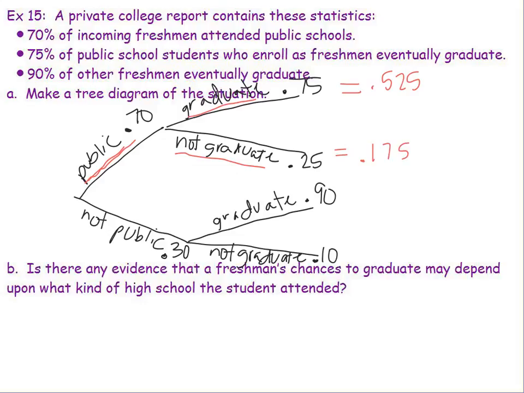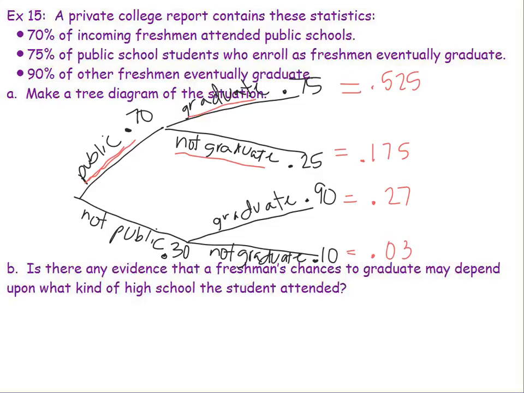I'm going to take then the not public number, 0.30 times 0.90, and that's going to give me 0.27. And then I'm also going to take 0.30 times 0.10, and I get 0.03. Now, if you want to make sure you're doing this correct, these four numbers that we have here in red need to add up to 100.